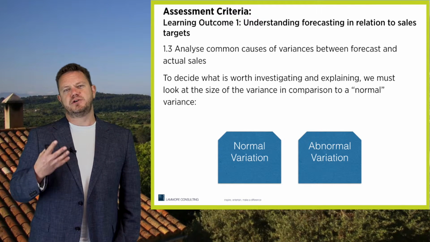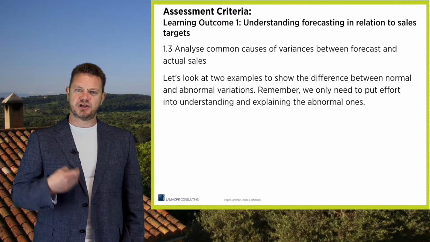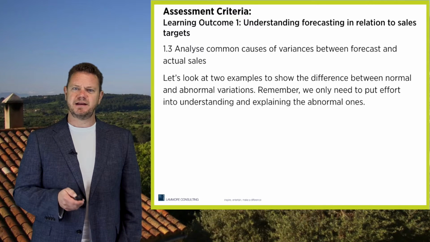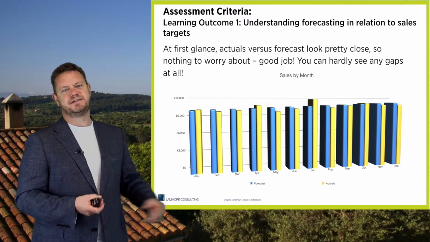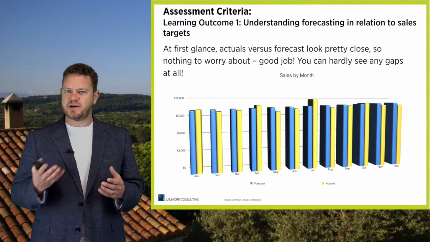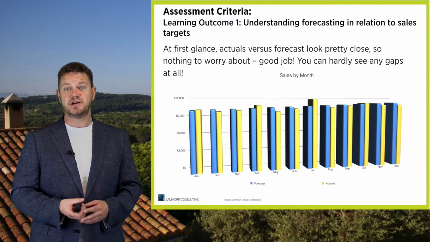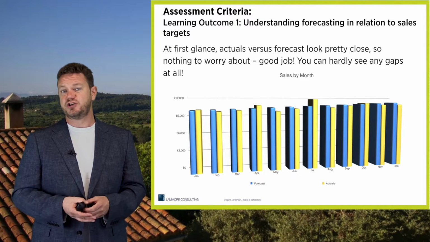So what are the common causes of the difference between what we forecast and what actually happens? The common causes of variances. Let's have a look at those, particularly these abnormal ones. The first thing is let's have a look at a set of data. Now initially, when you've got your actuals versus your forecast on this chart, it looks pretty good. It looks like whoever produced this forecast did a pretty good job of it.